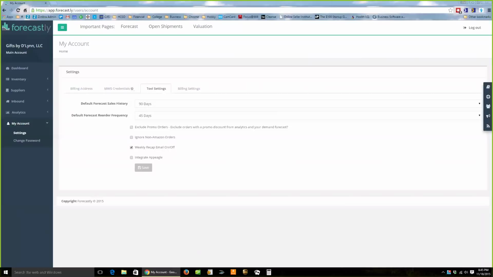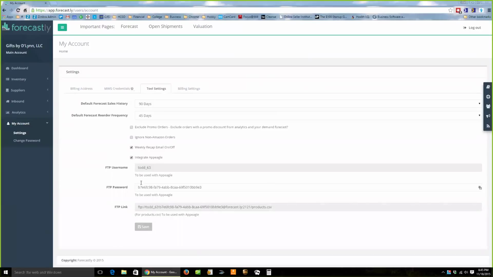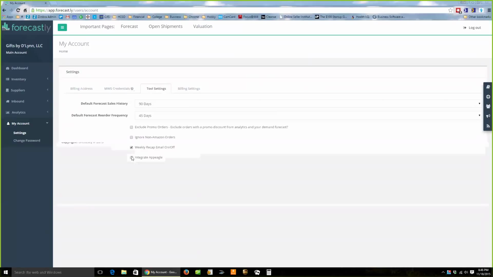Jimmy asked about the integrated App Eagle feature. I spoke to Jeremy about this. You currently cannot enable this. You can enable it, but they say it doesn't work. Currently, it's not supported. So I have not tried it, because I don't use App Eagle for repricing.